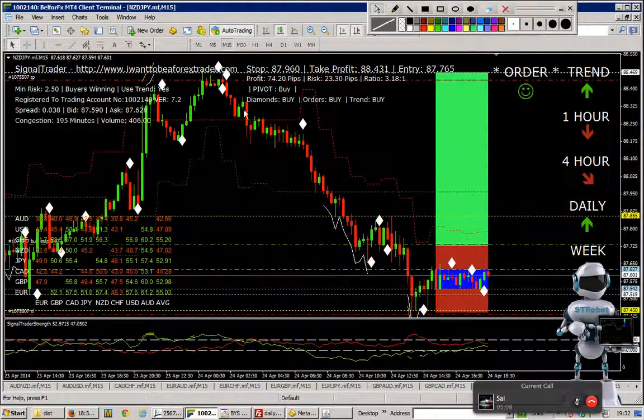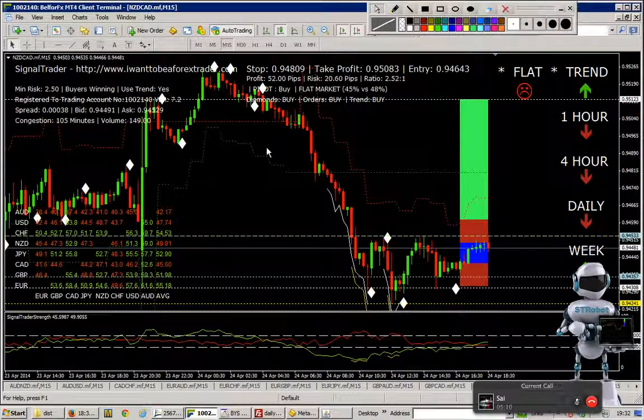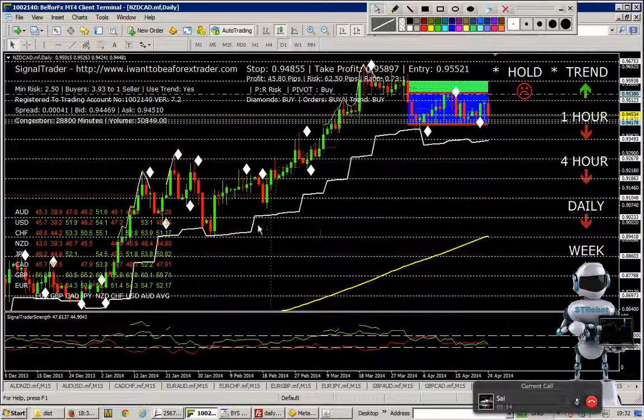Okay, right, so we're going to flip over. Here's New Zealand CAD, same sort of story, I should think. Yes, it's a pretty similar picture, but much more smooth. But look at the way that when it does come down, it bounces off this weighted pivot. There, and then it just continues up. Look at this, and when it comes back, where does it go? It doesn't break it. If it starts breaking it, then we're heading downwards.